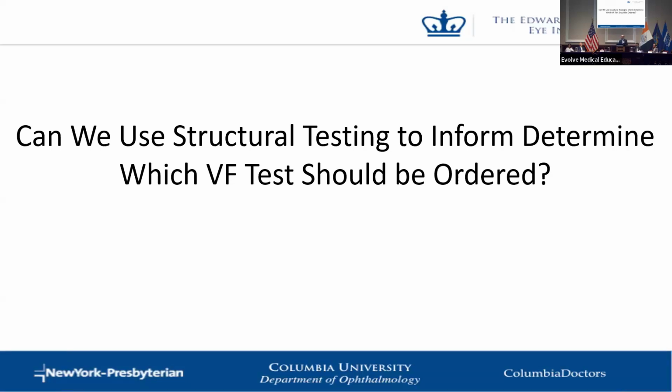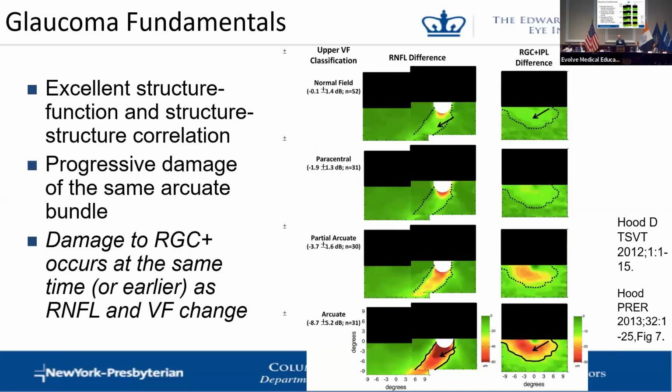An interesting question is, can we use structural testing to decide which visual field test to perform? You can't perform a 24-2 and a 10-2 visual field on every visit. But that structural information that's available to us now will point us in the direction of which type of field might provide better information.